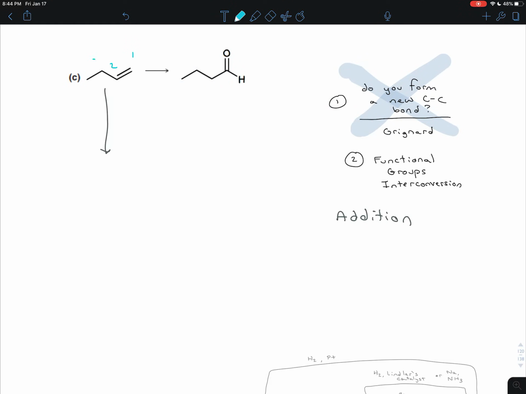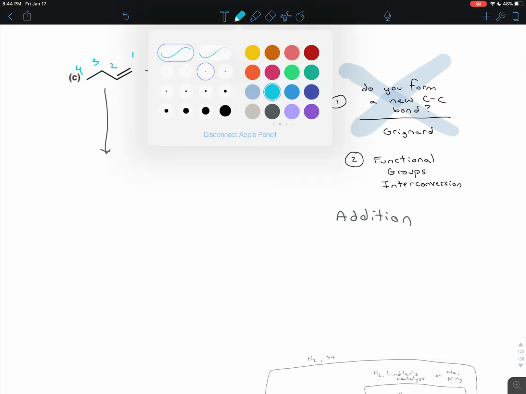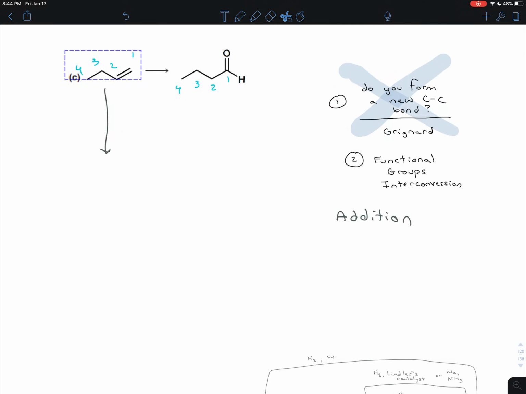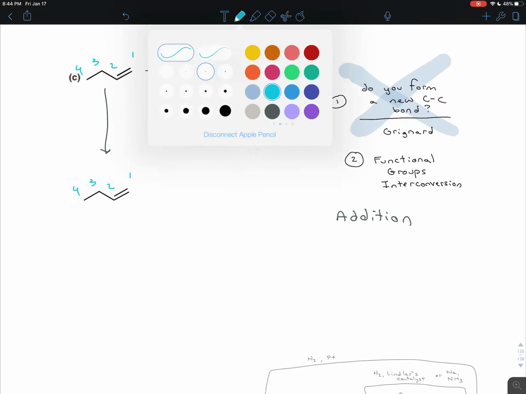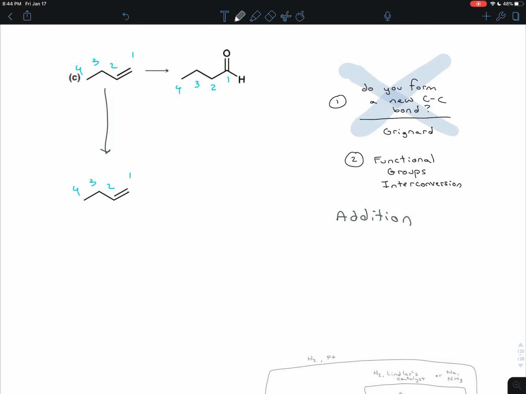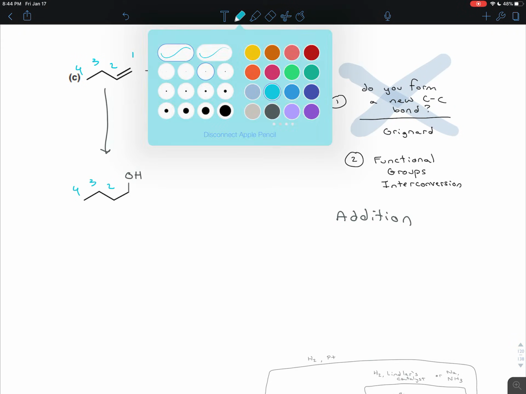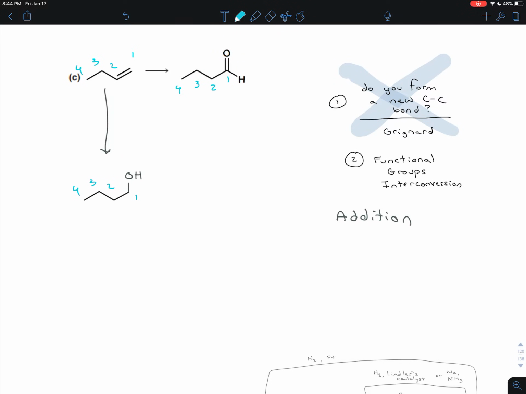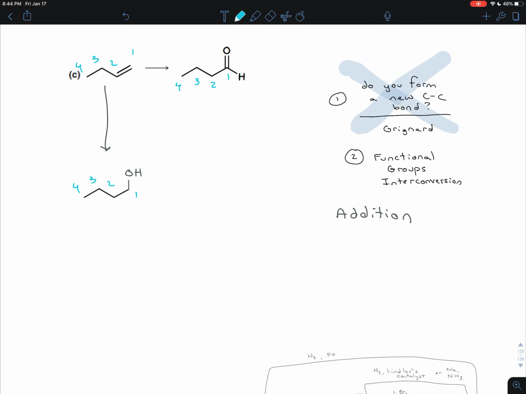Now on these 4 carbons, if we number them from right to left, we want the oxygen to go on carbon number 1. So if we think about this molecule, we want the oxygen to go on carbon number 1. So that's where we would have the alcohol. Okay, well, how do we make sure the oxygen gets there?